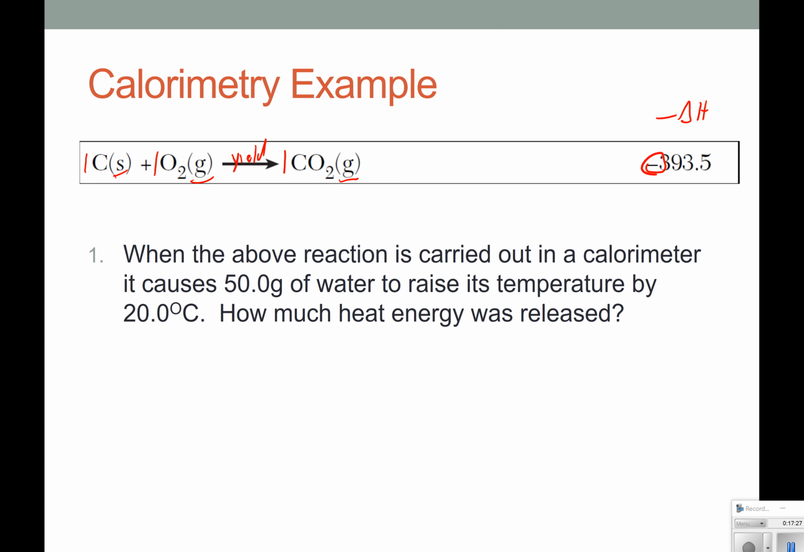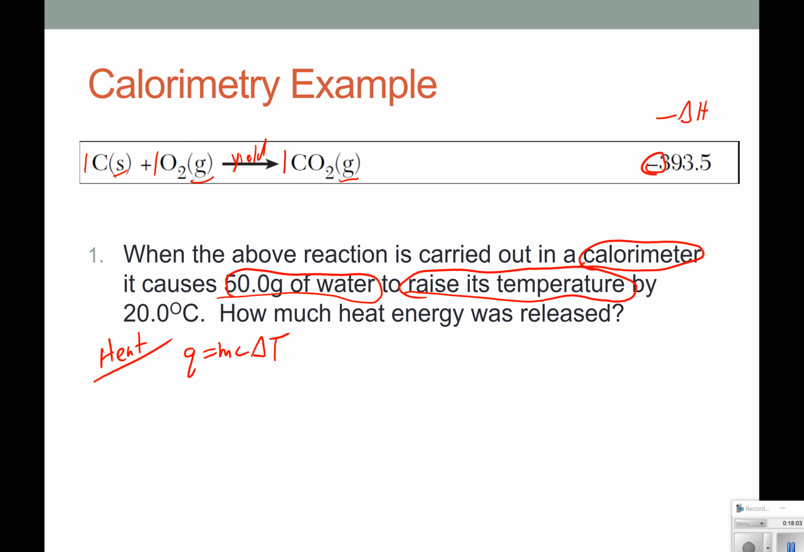Now we want to try and identify some key words that will guide us to what equation we want to use, or how we want to move forward in trying to figure out an answer here. So we have raising temperature, 50 grams of water, mass of water, we have calorimeter. This should direct you to the heat section on Table T on the back of your reference tables. And from there we can find that we can use our equation for calorimetry, Q equals mc delta T.